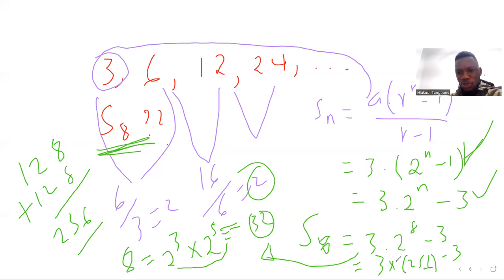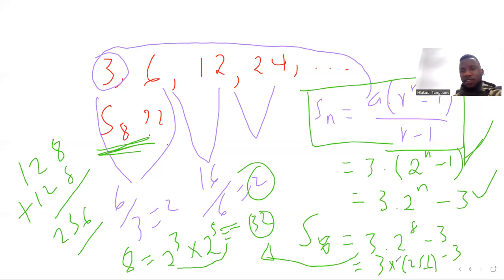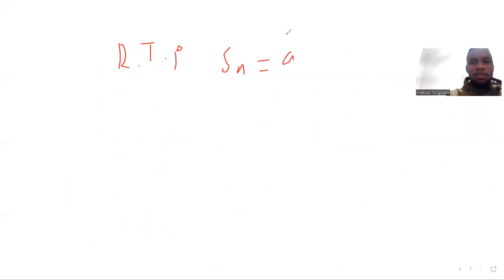Okay. So now let's look at how you can derive this formula. Proving this formula essentially shows that this is indeed the sum of n terms in a geometric sequence. That requires us to prove, so RTP just means required to prove. So you're required to prove that Sn equals A times (R to the power of n minus 1) over R minus 1.